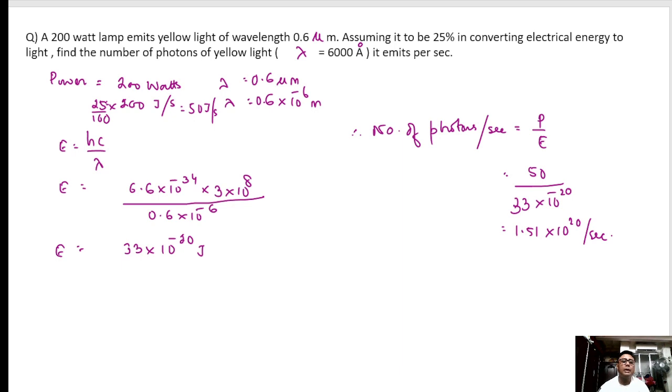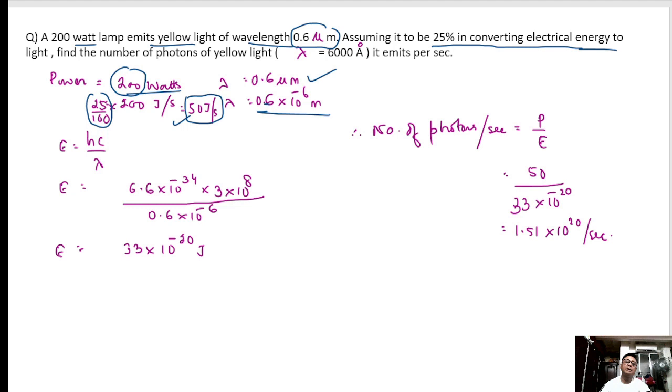Now there is a 200 watt lamp, power given, power is this, which is 200 watt. The lamp emits a yellow light of wavelength this much micrometer. So this is the wavelength, this is the lambda. Assuming it to be 25% converting electrical energy, that means out of this power only 25% energy will be converted, which is giving 50 joules per second.